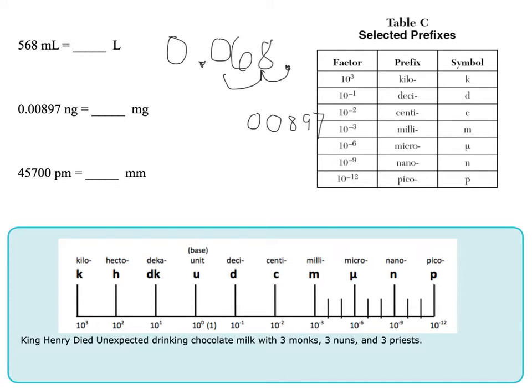Since the decimal point begins here, we're simply going to have to add more zeros until we move the desired number of spaces. 1, 2, 3, 4, 5, 6. We'll drop our decimal, and it's always good to add a leading zero.